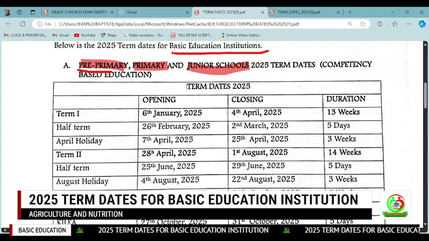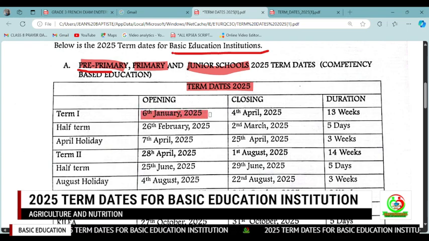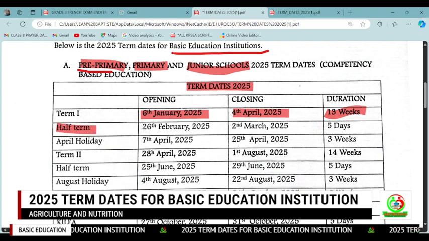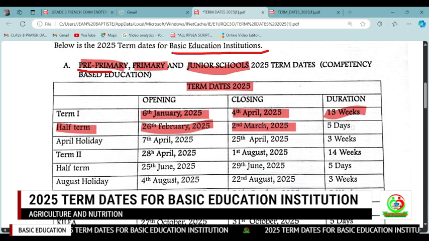Now we are starting from the first term. The first term commences on the 6th January 2025 and ends on 4th April 2025. That's 13 weeks. Then we also have a half term for resting from 26th February 2025 to 2nd March 2025. That's 5 days of rest.